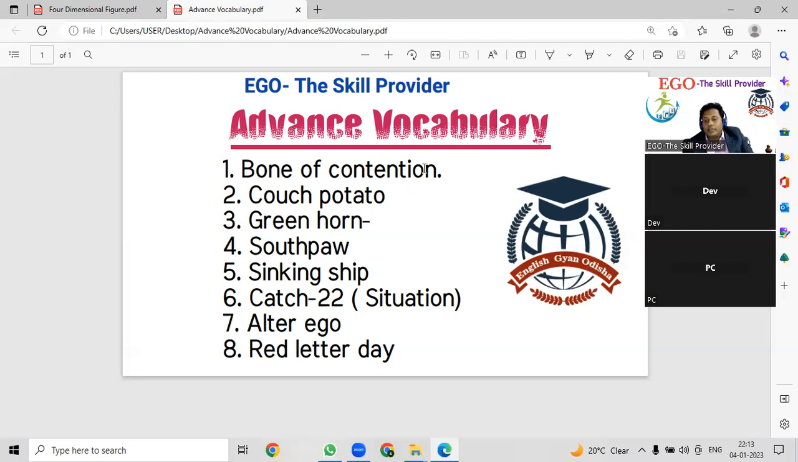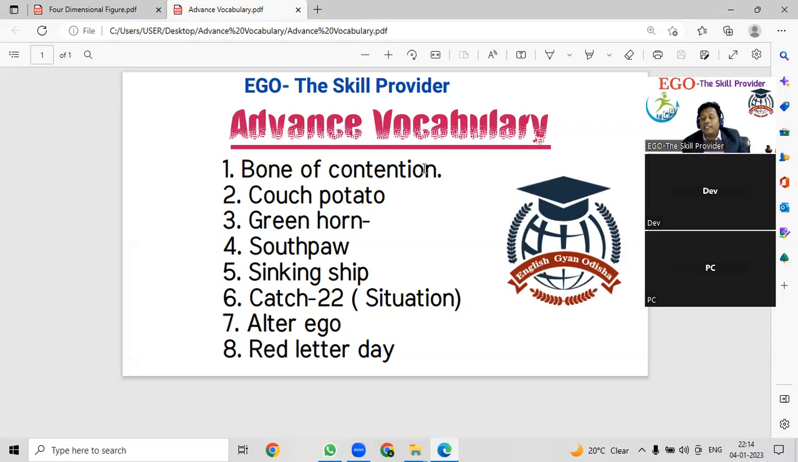Suppose you have seen Ganguly, Saurabh Ganguly was a southpaw, means he always played left-handed. Or Yuvraj Singh, he is a southpaw. Irfan Pathan always bowls with his left hand. So you can say it's a southpaw. Basically it's used in sports, but you can use it in any other situation.